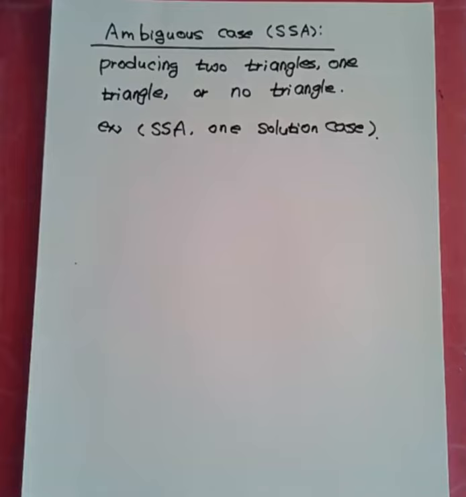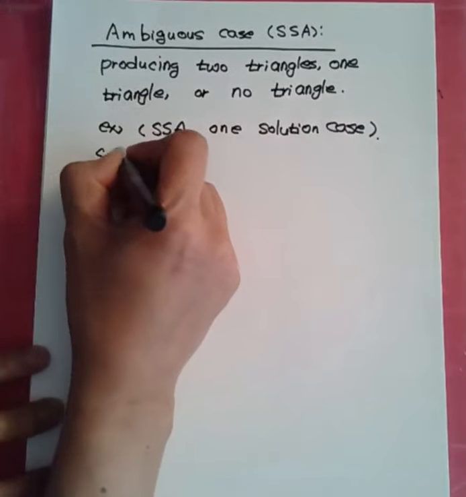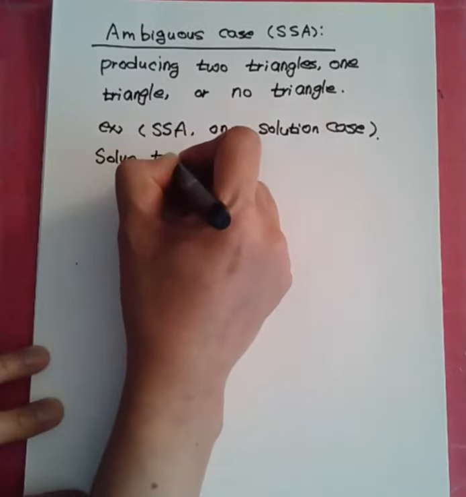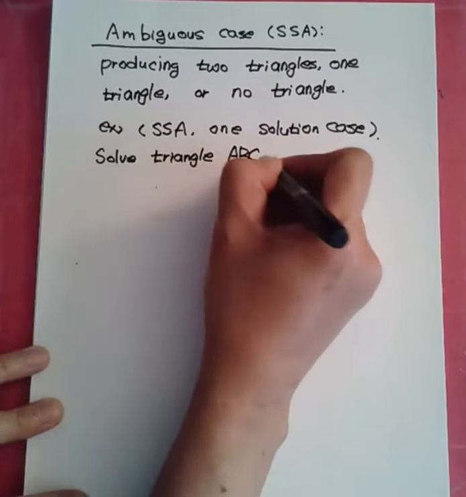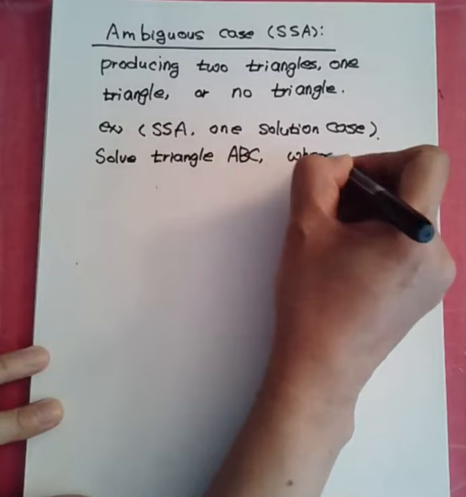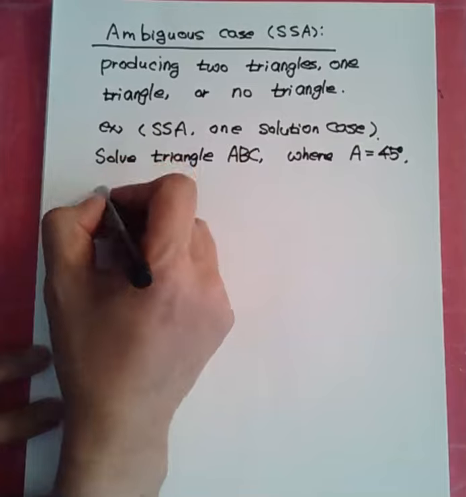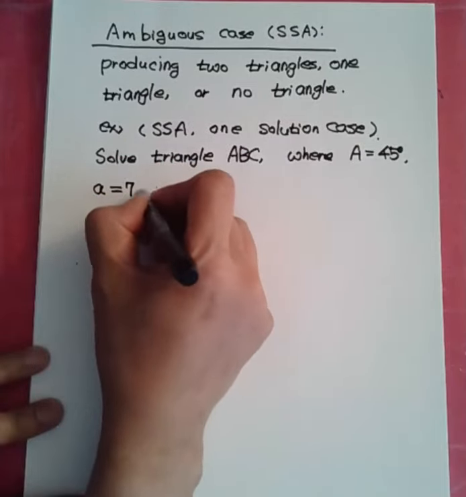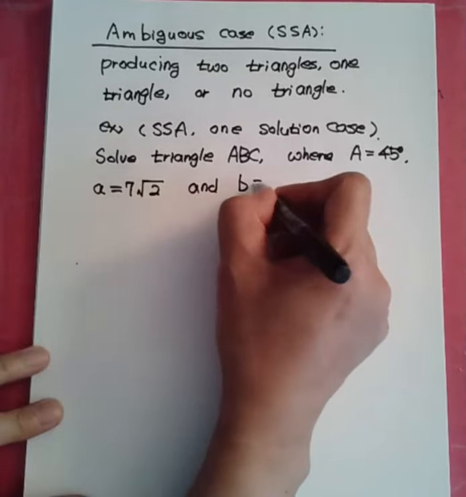In this case, one of the possible angles will be dropped. We will know why. Solve triangle ABC, where angle A equals 45 degrees, and the corresponding side A is 7 square root of 2, and the side length B equals 7.